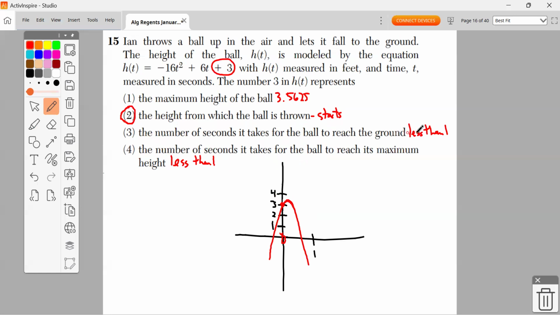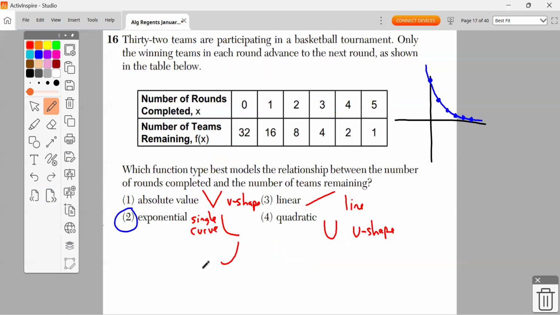The number of seconds it takes for the ball to reach the ground, it hits the ground right here at less than 1 second. The number of seconds it takes it to reach its maximum height, that's less than 1 second as well. So it would be the height at which the ball starts.